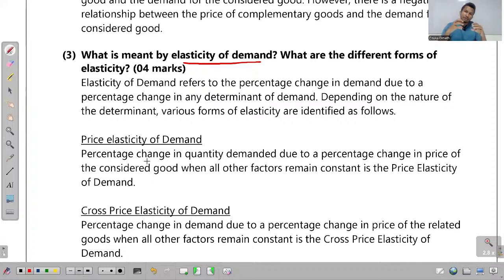For a different example, if you pick the percentage change of the prices of related goods and the percentage change of demand, then that particular form of elasticity you recognize as cross price elasticity of demand. In the same way, if you pick the percentage change that happens in consumers' income and the percentage change in demand, then that you recognize as the income elasticity of demand. So those are the different forms of elasticity. I believe that you can understand that.